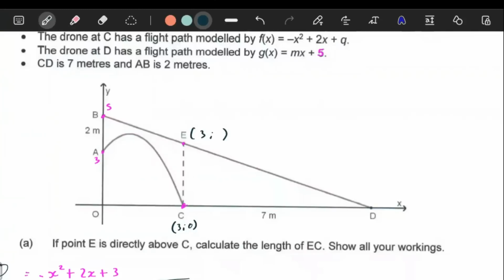So the idea is, before you can worry about getting the y value here, you have to just take one step at a time. That's how you go through these questions. Just do things one step at a time.